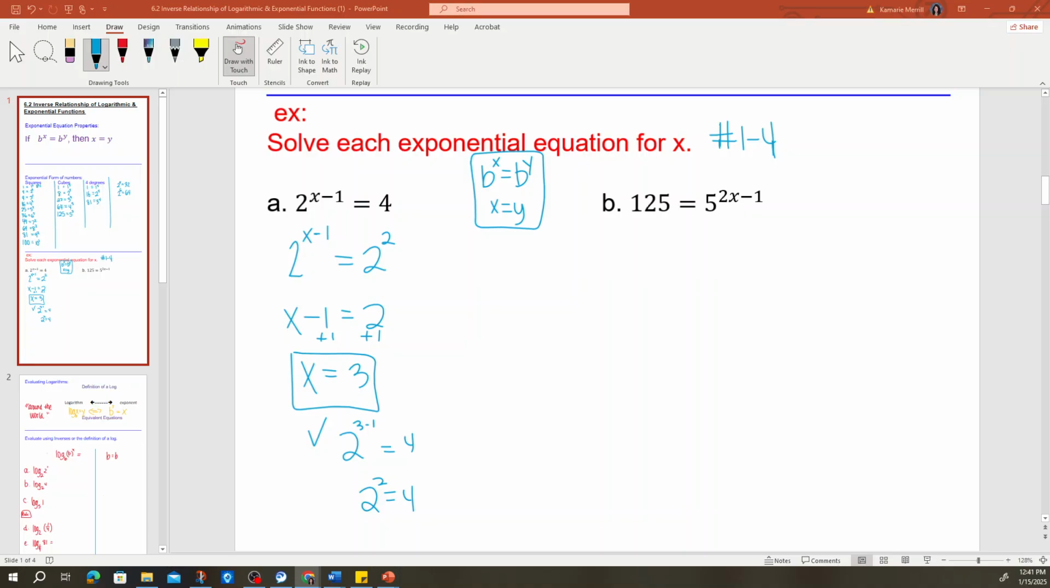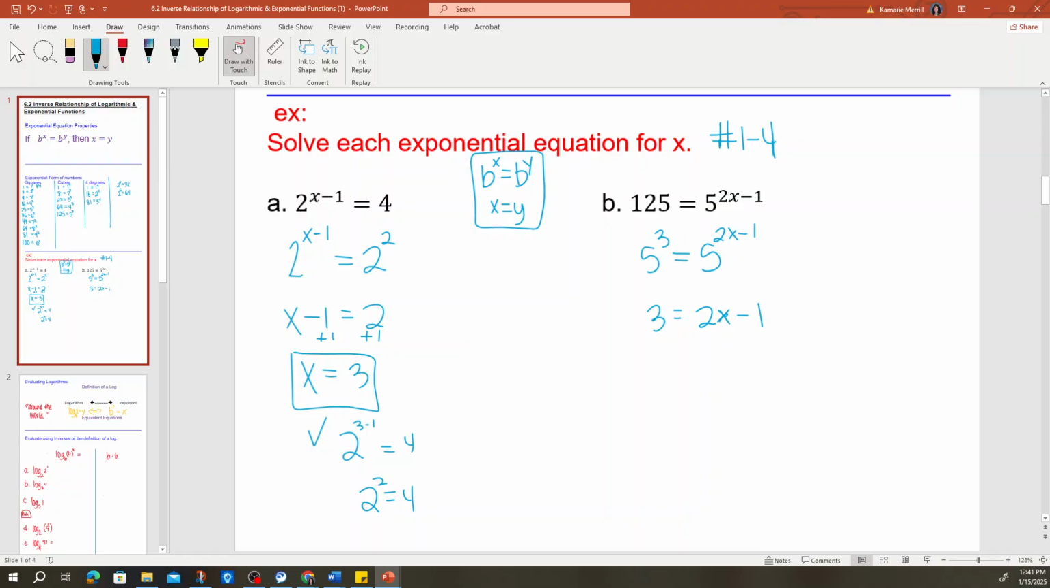Okay, let's use manipulation again. How can I manipulate this equation so that I can use this property? 5 is 5 squared. Or 5 cubed. Good. 125 is also represented as a 5 cubed. I have now manipulated the bases to match. And now I get to say, well, shouldn't it be true that 3 equals 2x minus 1 then?